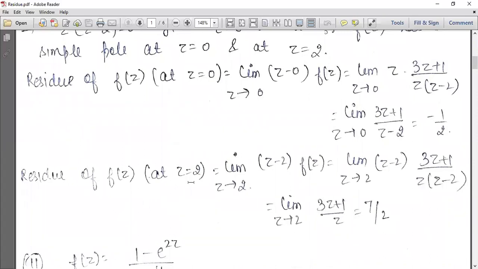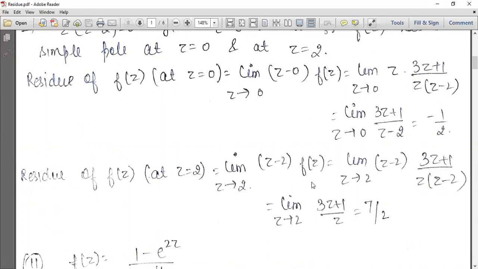Now I will calculate residue at z equal to 2. So here z naught is 2. So this will be limit z approaching to 2. Here, just see, we were calculating residue at z equal to 0, so limit z was approaching 0. Now we are calculating residue at z equal to 2, so limit z is approaching to 2. Here it was z minus 0, here it's z minus 2.